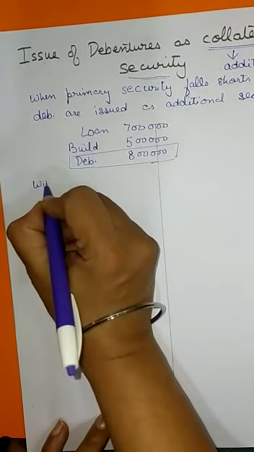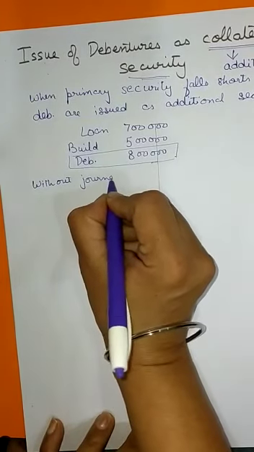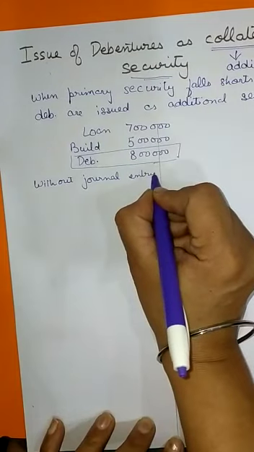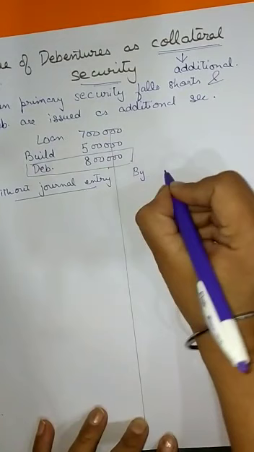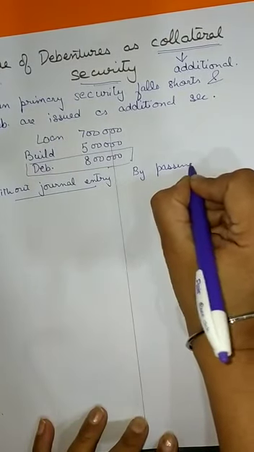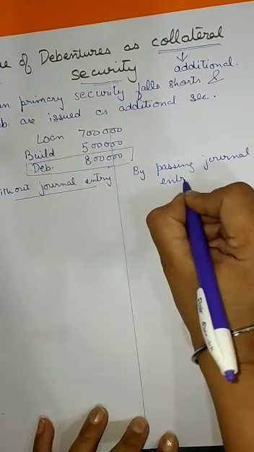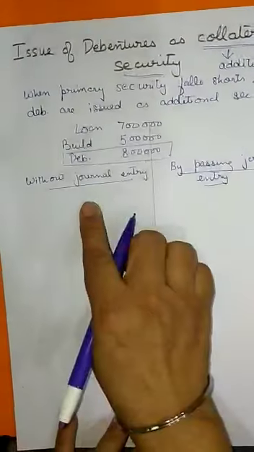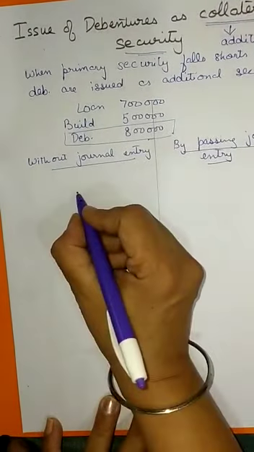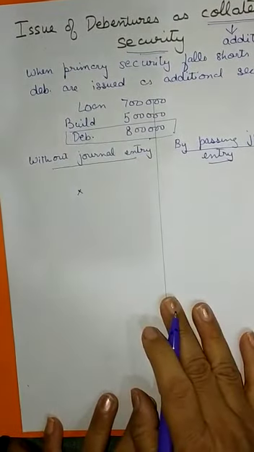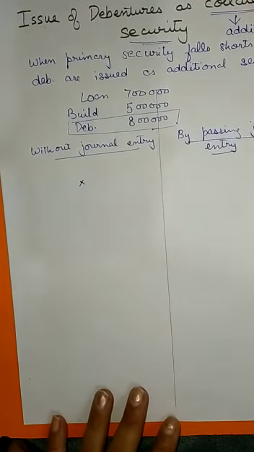One is without journal entry. That means we do not pass a journal entry in this method, and another method is by passing a journal entry. When you do not pass a journal entry, there will be no record. You all must understand, if there is no journal entry, there is no record of such debentures. Then how will you record them in your books of accounts?